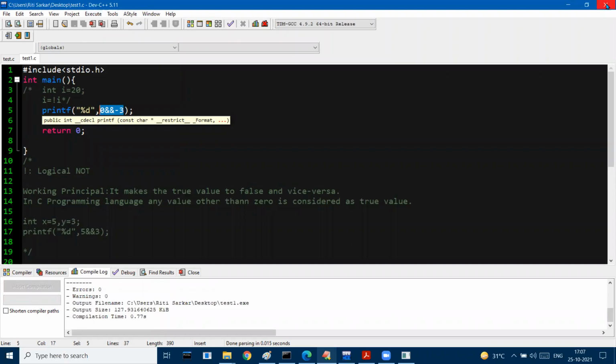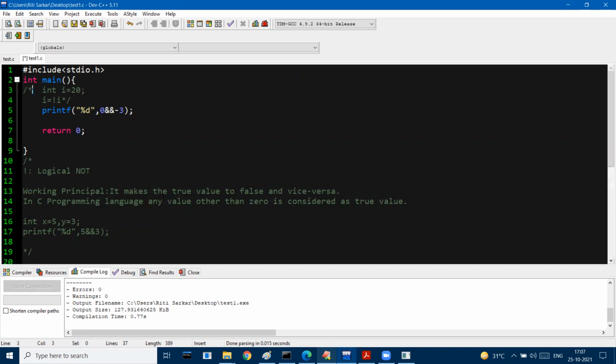Understanding why it is considered a logical operator: even if we consider 5, 6, 3, -6, -5, anything, a logical operator always sees whether it is a true value or a false value. What is a true value? Any value other than 0 is considered a true value. It can be a positive value or a negative value. Only 0 is considered a false value.